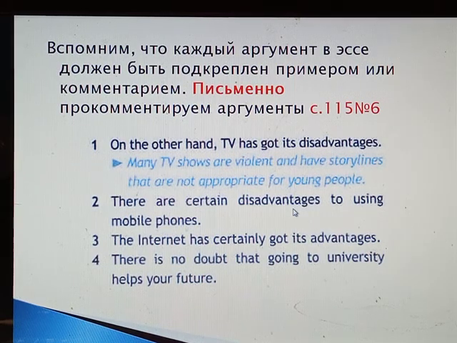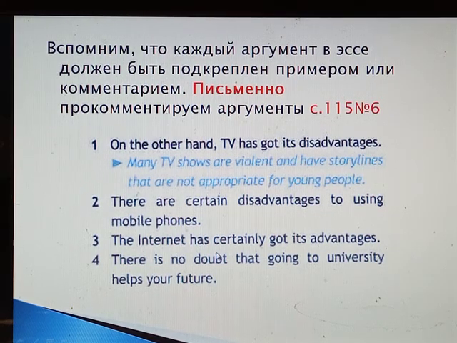There are certain disadvantages to using mobile phones. Есть определенные недостатки в использовании мобильных телефонов. Many teenagers cannot imagine their lives without mobiles, and they feel uncomfortable without their gadgets. Moreover, many people can become addicted to using mobiles or playing mobile games.